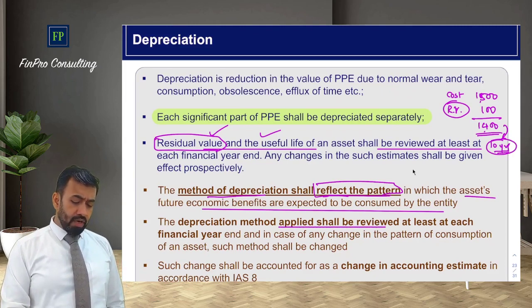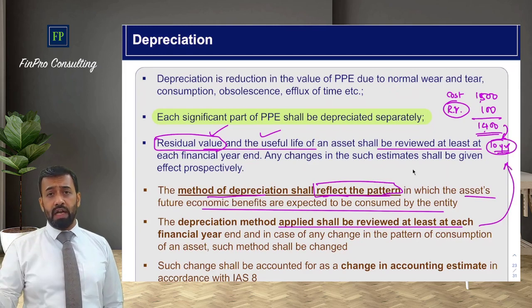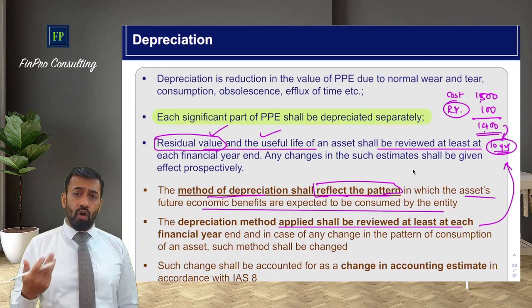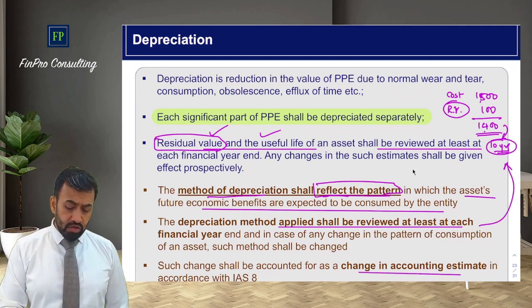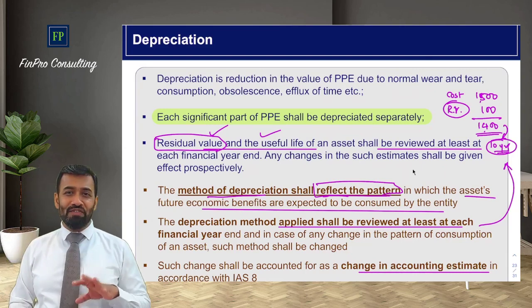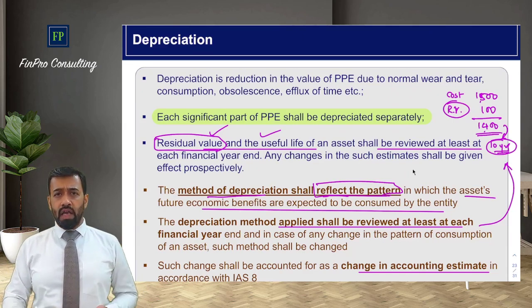Depreciation method applied shall be reviewed along with this on each year end date. So residual life, useful life and depreciation method should be reviewed on each year end date. And the change in depreciation will be accounted as change in estimate and not change in policy. This is very important, especially if you are in India.